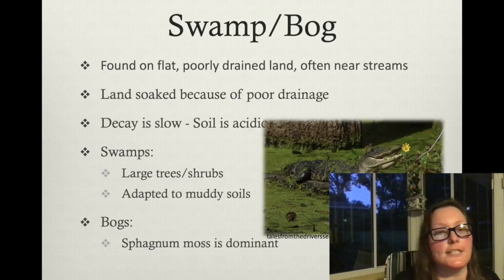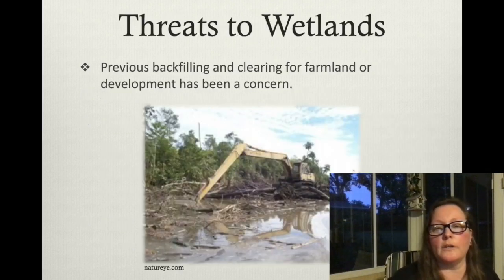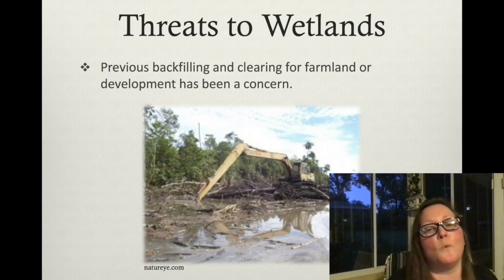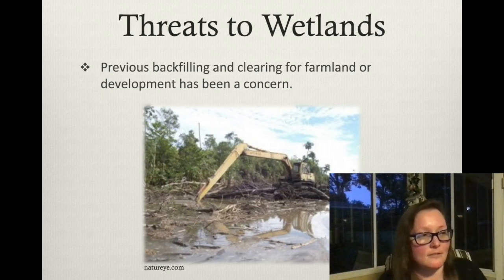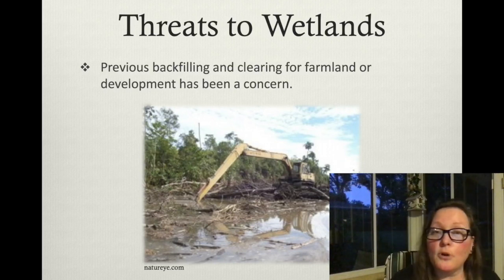Swamps and bogs, same kind of thing. Large trees and shrubs in the swamps, you have more of a moss in the bog. Again, these are here for a reason. A lot of people just think they're gross, but they're important. The biggest threat, a lot of times for a while, people were just trying to clear it out and fill it up so they could use the land for other things. We are paying the price for this now.